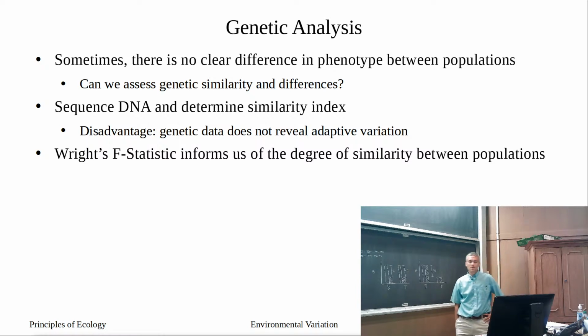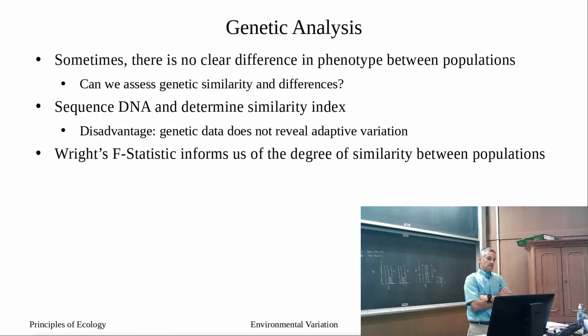Sometimes we don't necessarily care about that. Instead, maybe we are concerned about differentiation, maybe interested in ecotypes. Do we have separate ecotypes there? All right, do we have barriers to gene flow? Sometimes we look at our populations and they look identical, but we know that they're separated and they've been separated for a while, so maybe we're interested in how different are they genetically. About the only way to do this is through genetic analysis. Sequence the DNA and then compare similarity between our populations.